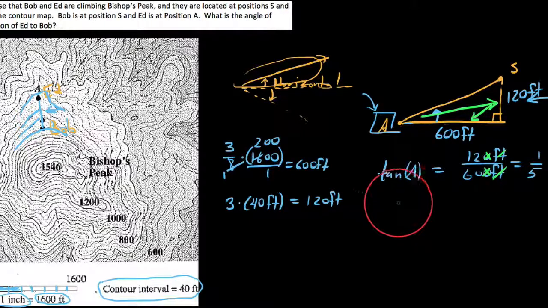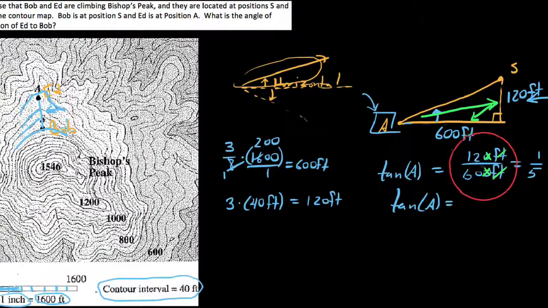And so we can go ahead and convert this to a decimal. The tangent of A is equal to, let's see here, we had 12 over 60, that is 1/5, I'm just making sure here, which is 0.2 or 0.2000 if we want to go out to 4 places after the decimal.